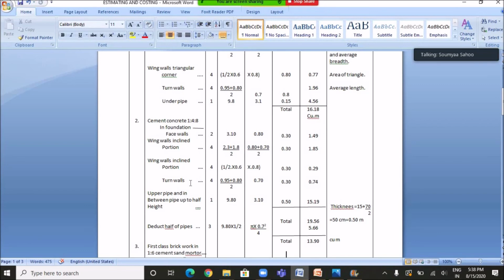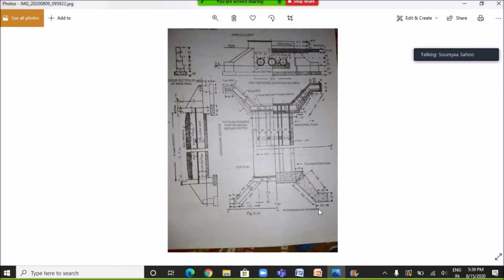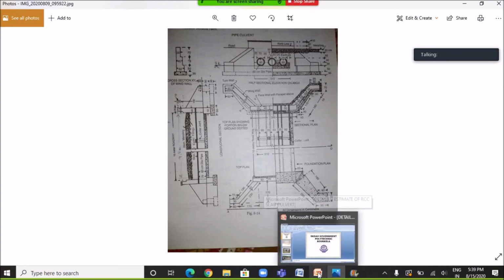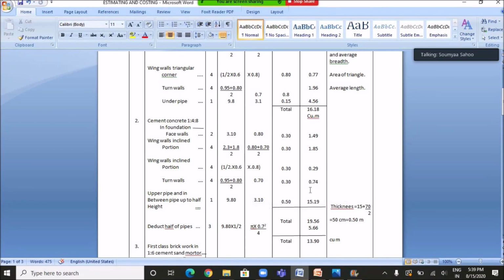Turn wall portion. So from the figure it is clear that there are 4 number of turn walls, and the length of turn wall is one side 95 centimeter and on the other side it is 80 centimeter. So we have to take the average length, and the width of turn wall is 0.7 meter. And what is the depth of turn wall for which cement concrete work is to be done? It is 0.3 meter. So the quantities are calculated. 4 multiplied with the average of 0.95 plus 0.8, and it is multiplied with the width 0.7 meter. It is multiplied with the depth 0.3 meter, which equals 0.74 cubic meter.